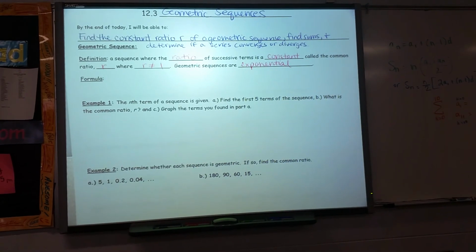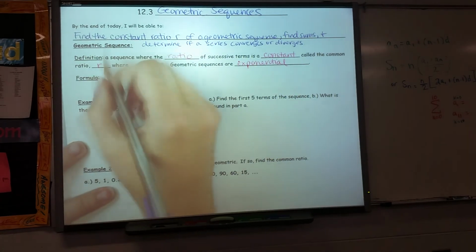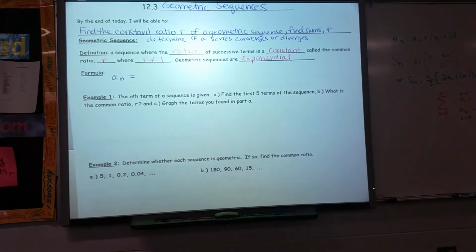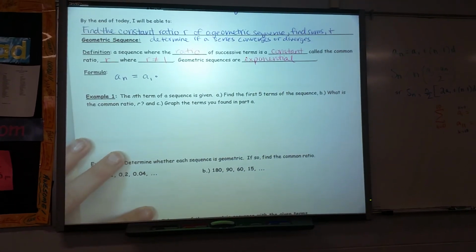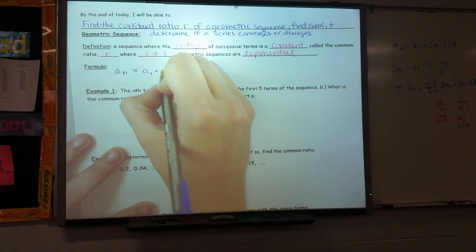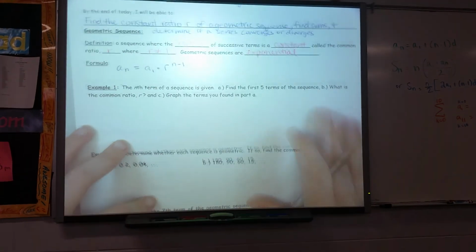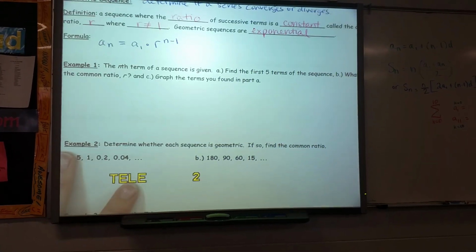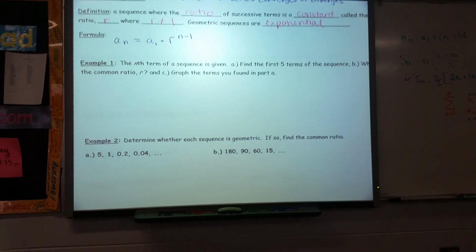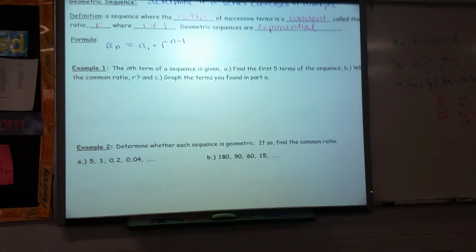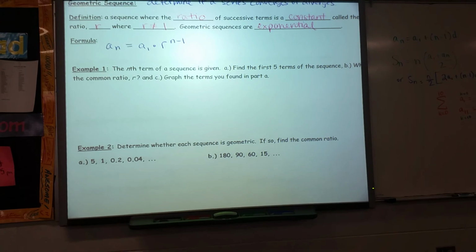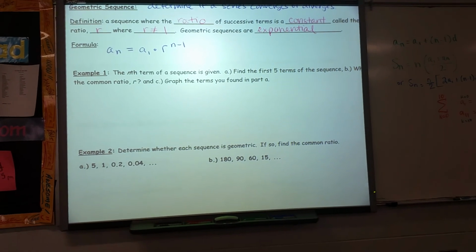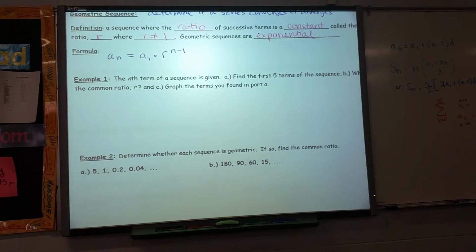So our formula for the nth term is a sub n equals a sub 1, the first term, times the ratio r to the n minus 1 power. Remember, on your pop quiz, if you were having trouble with number 3, writing the equation for the series 1 minus 10 plus 100 minus 1,000, we'd be going over a formula to help you with that. This is going to be that formula.